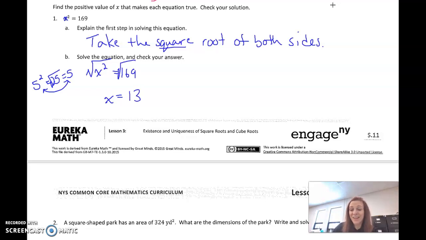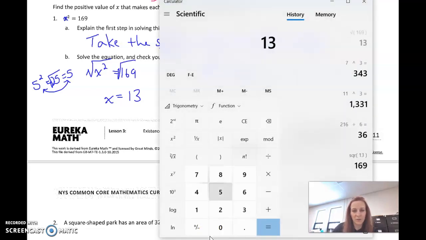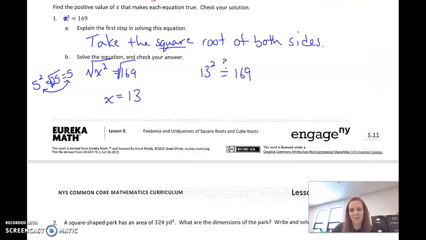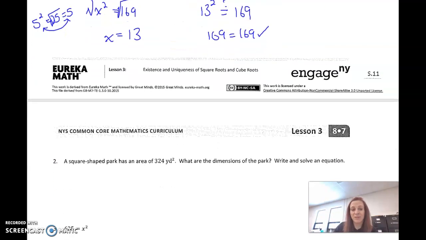All right? If it asks you to check your answer, it's really quick and easy. Basically, I'm plugging 13 in for x. Is 13 squared equal to 169? Well, 13 to the second power is 169. So, yes. Okay. All right. A couple more examples here.